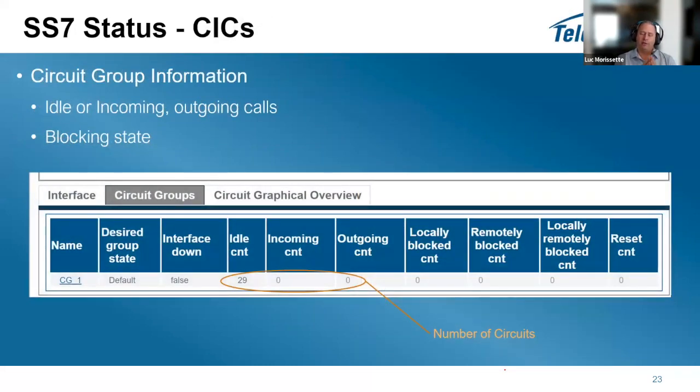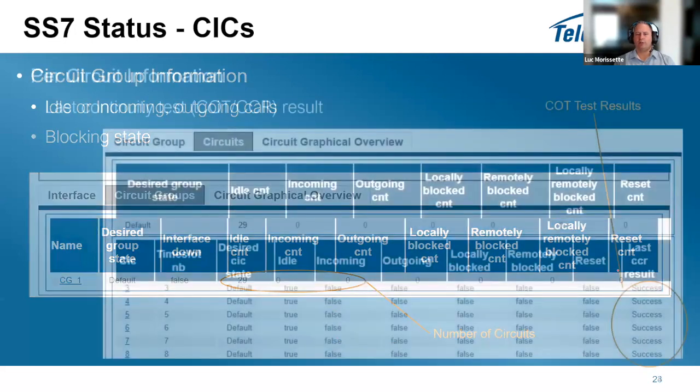Now, it's interesting to have it globally, but it's more interesting to have it per circuit group. So then, instead of interface here, you go on the circuit groups. When you go in the circuit groups, you can see if they are idle per circuit group, and if they're incoming or outgoing calls. You can see if they are blocked, locally blocked, remotely blocked, or both locally and remotely blocked. If it's in reset mode, then it means that it's not synchronized end to end. Okay, so it may be the unequipped CIC we saw before, but for sure there's no communication there.